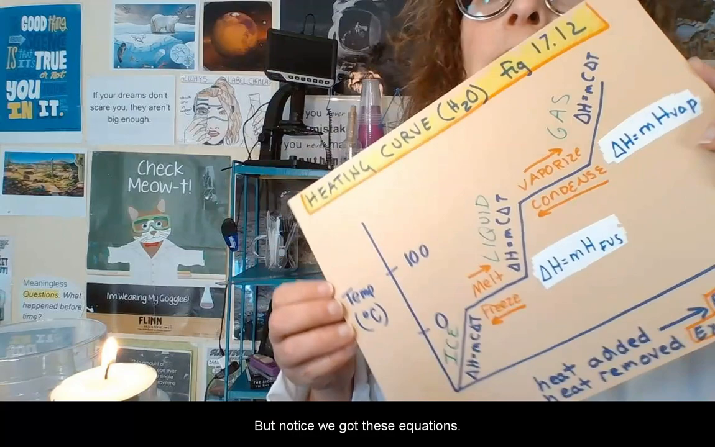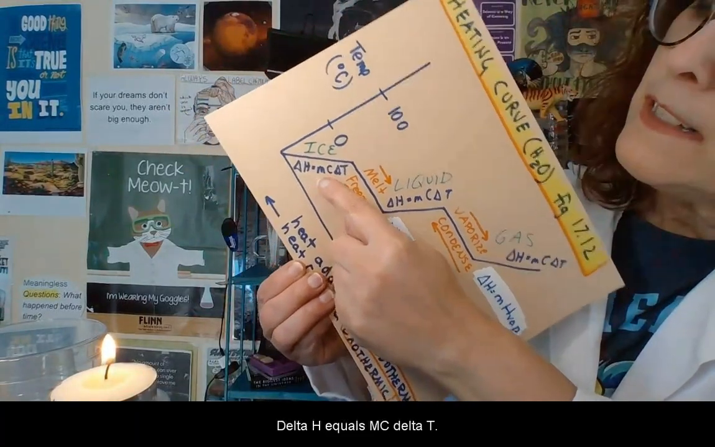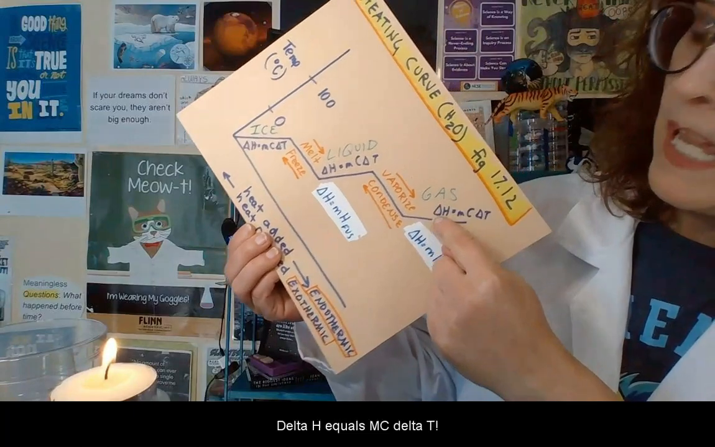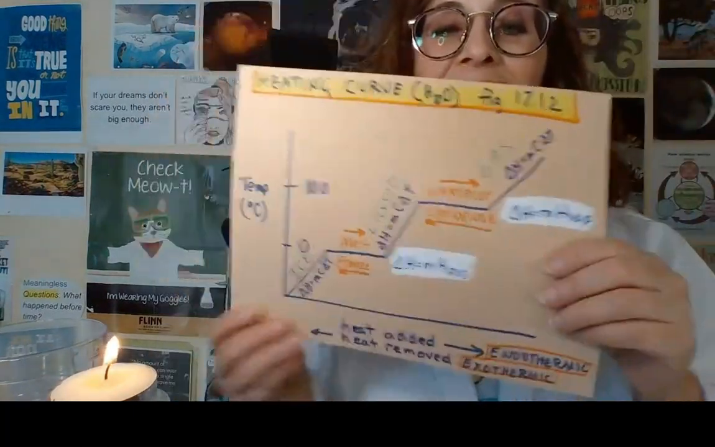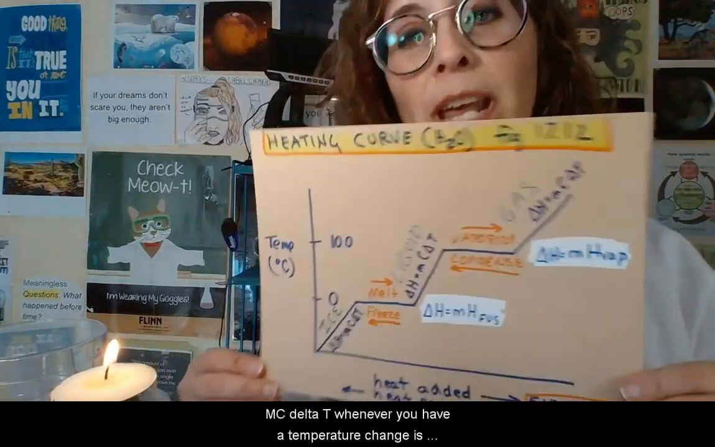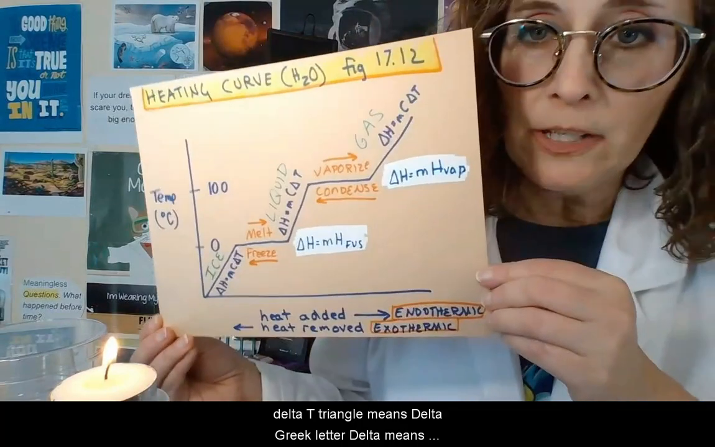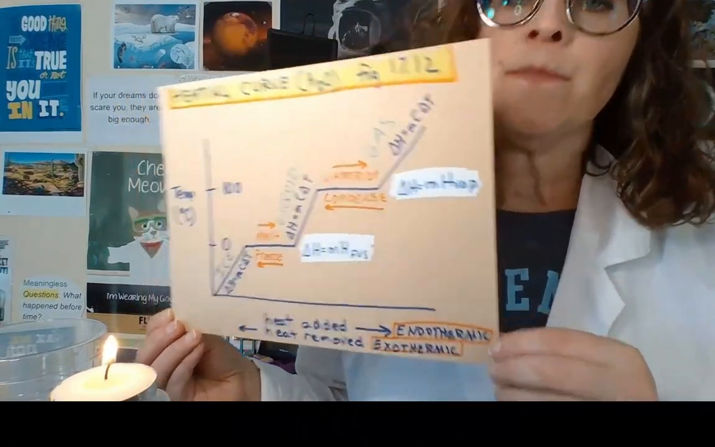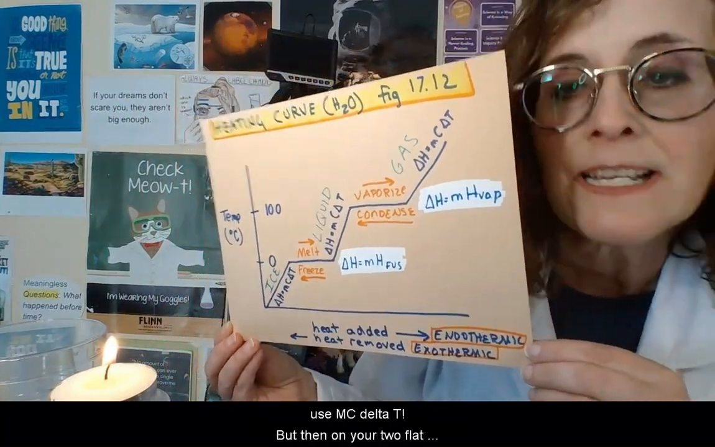But notice we've got these 3 equations. Delta H equals m c delta T. Delta H equals m c delta T. Delta H equals m c delta T. Whenever you have a temperature change, that is delta T. The triangle means delta. The Greek letter delta means change in science, chemistry, and physics. So as long as you're going up the curve, your temperature is changing, use m c delta T.